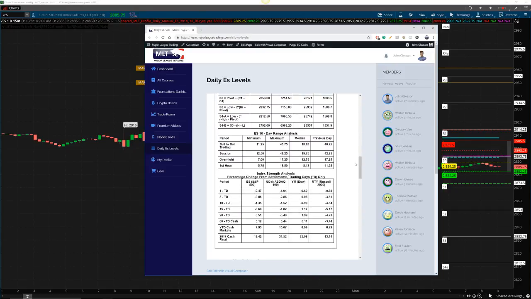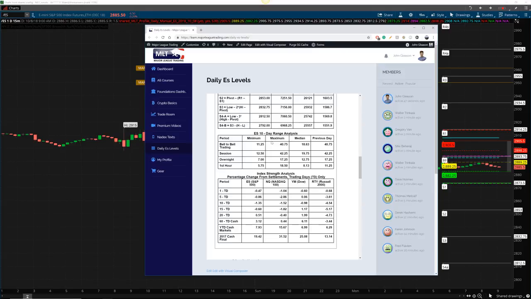Index strength and our range analysis. So the previous day, guys, we had a 40.75 point range. So that's huge, almost 41 points. That is the biggest bell-to-bell trading session over the last 10 days. Our median is less than half of that. It's been about 18.5. So think about the range expansion, what it means for volatility here for the S&P 500.